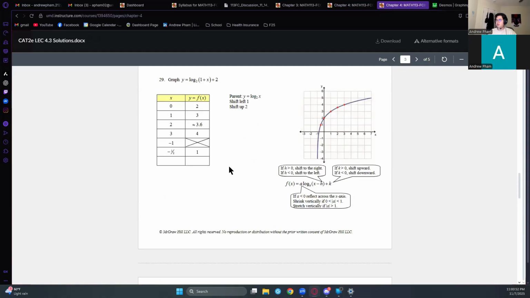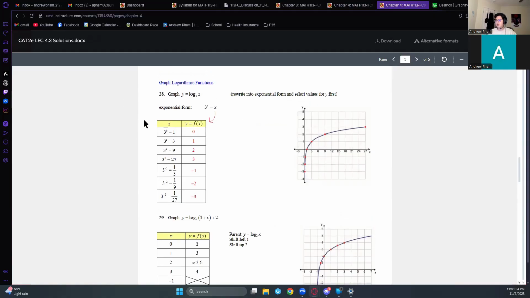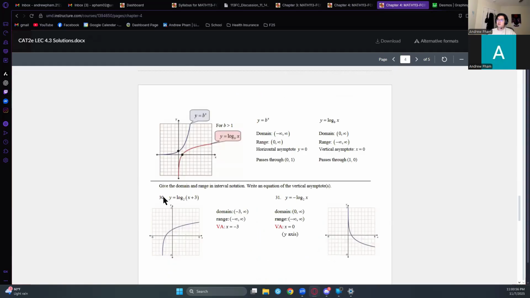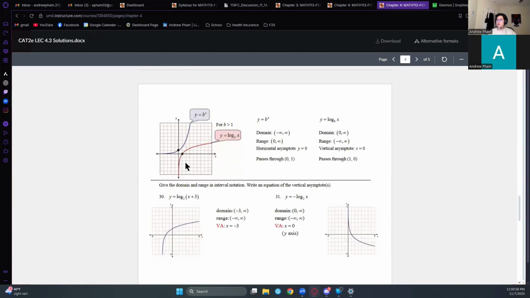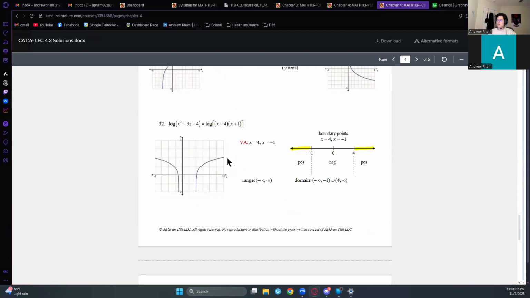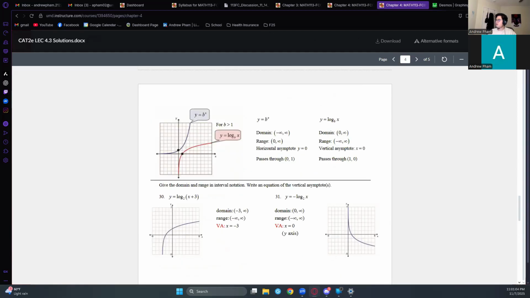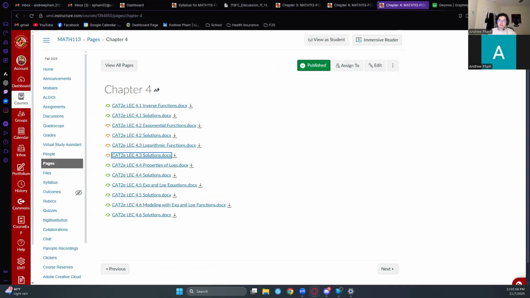But again, to plot these, you simply just put points in. You can see that it reflects about the line y equals x, and that gives you essentially what you need for logarithms.